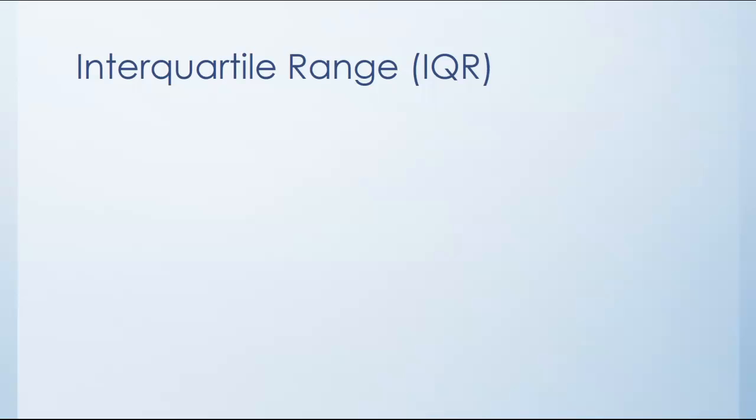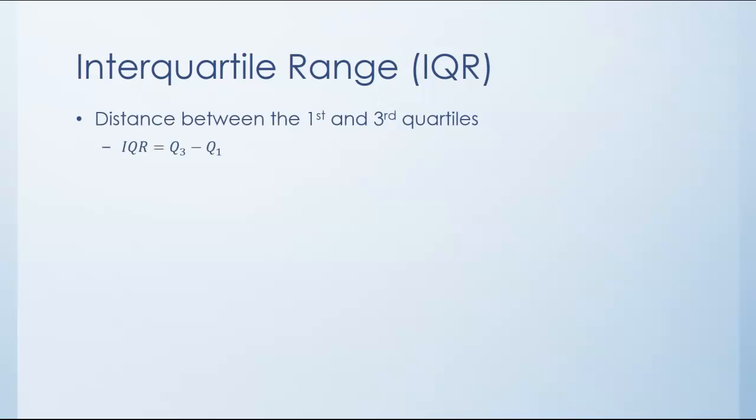Okay, so the last thing we're going to talk about is interquartile range. Again, remember this is just another version of range. We call it IQR. It's the distance between your first and your third quartile. So it's Q3 minus Q1.